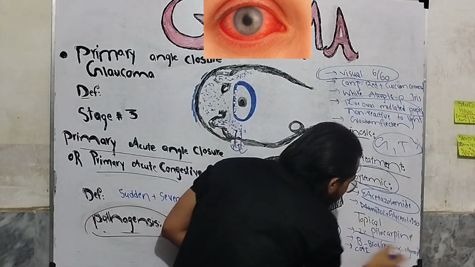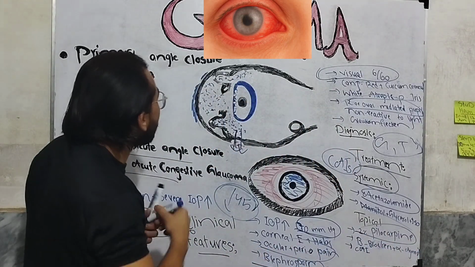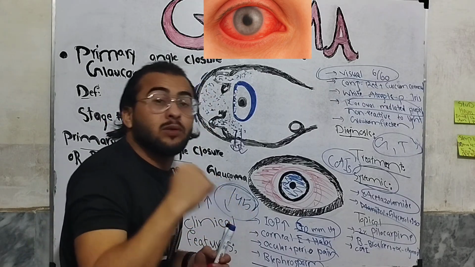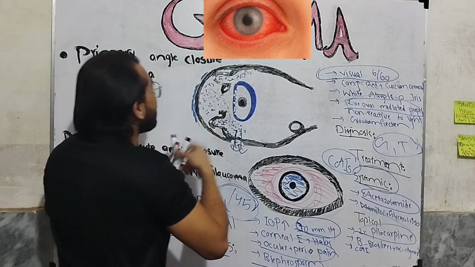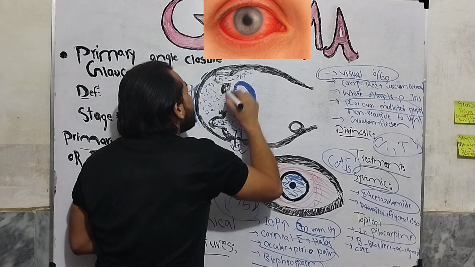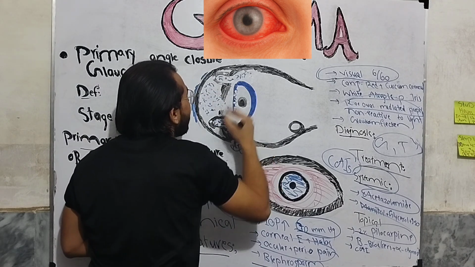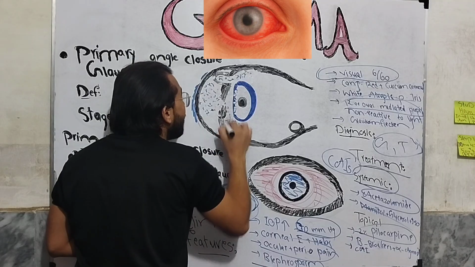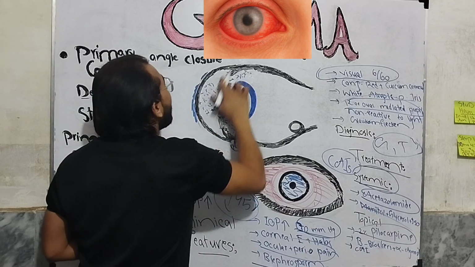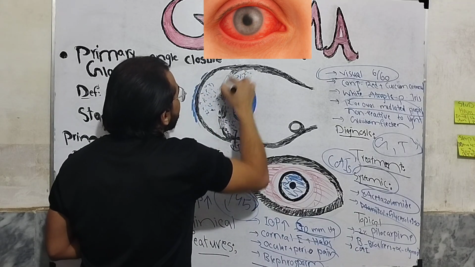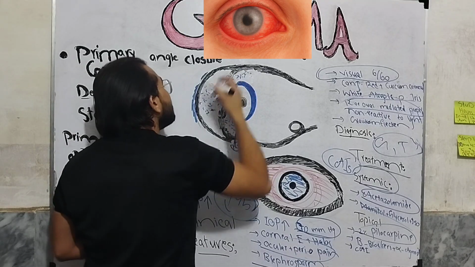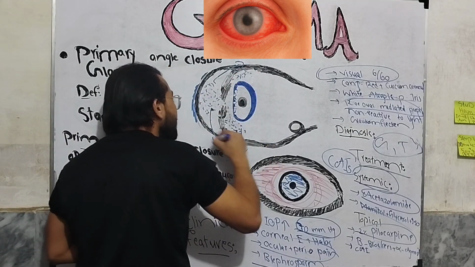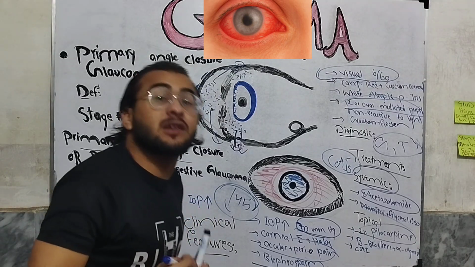is pilocarpine. Pilocarpine is a cholinergic agonist, and what will it do? It will cause pupillary constriction and will terminate the pupillary block. So the angle will open and it will drain the fluid normally, and the intraocular pressure will further decrease.